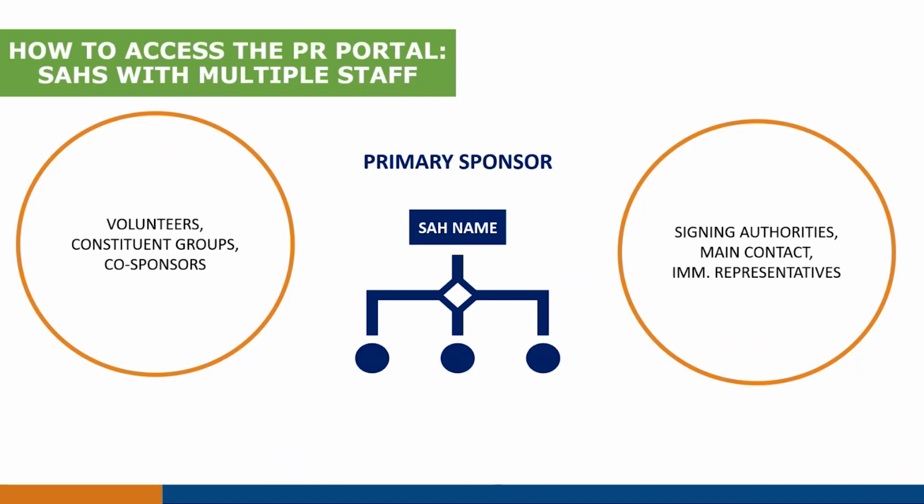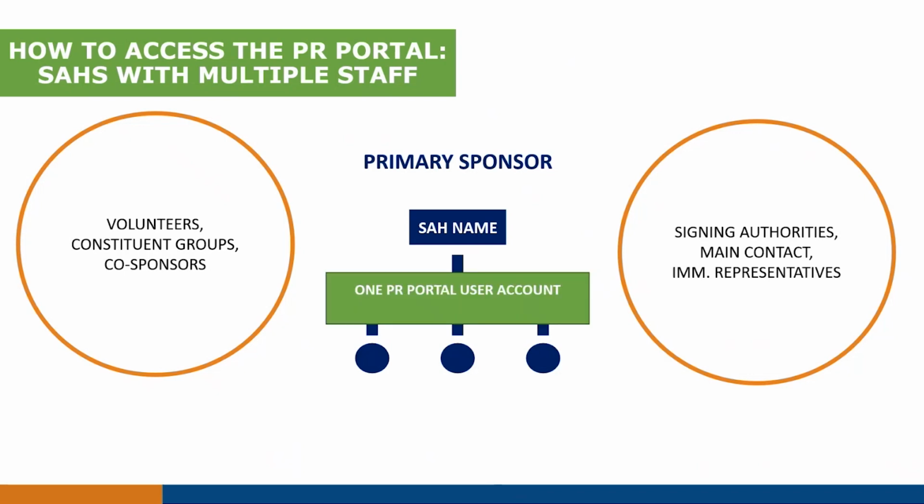So when it comes to creating your SAW's PR portal user account, it's best to think of it as a user account for the organization and not an individual person. This is because the SAW can only have one PR portal user account and only one primary email address, which is used to create that permanent residence portal user account.